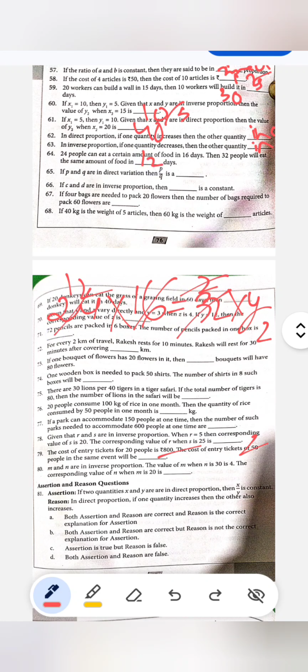If P and Q are in direct proportion, then P by Q is constant, that is K. If C and D are in inverse proportion, then their product CD is constant.